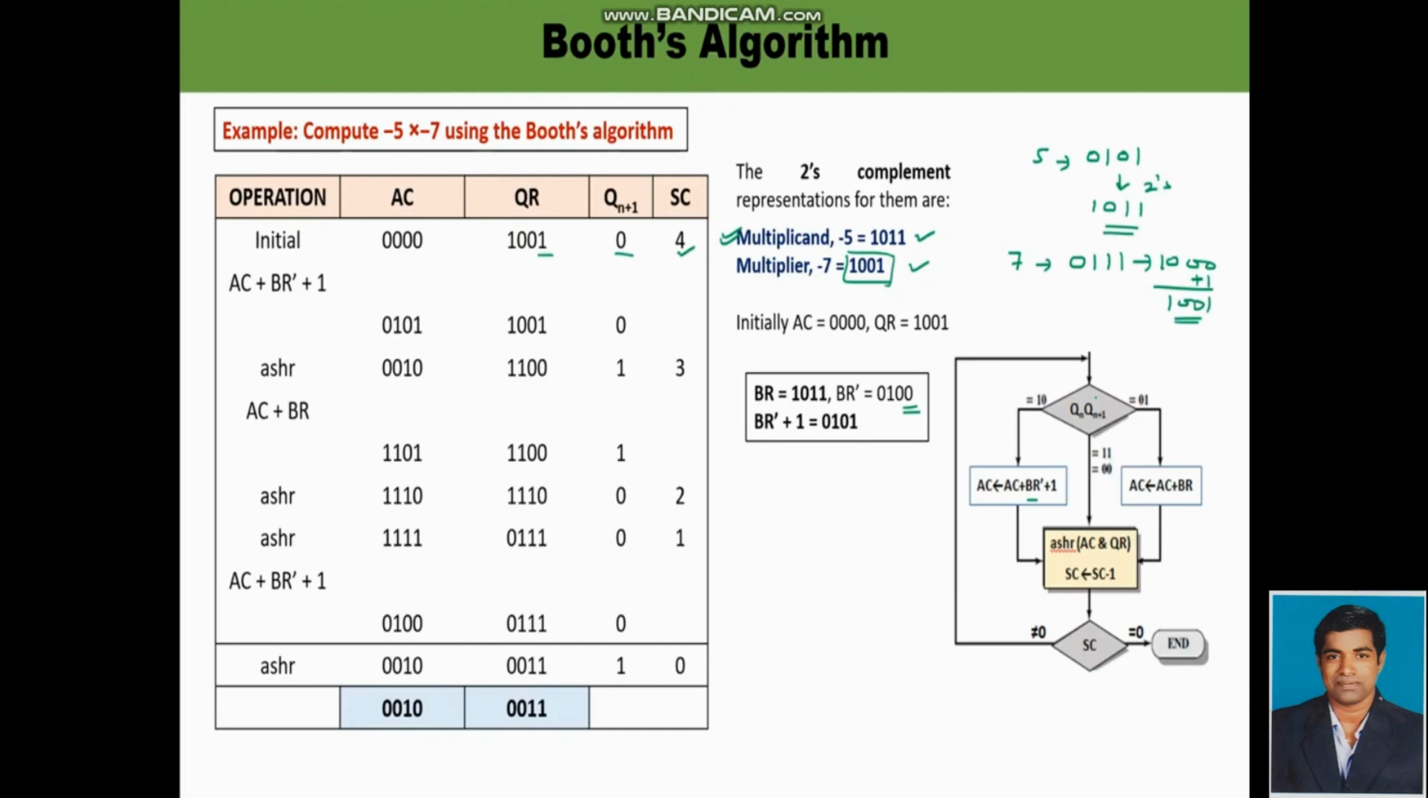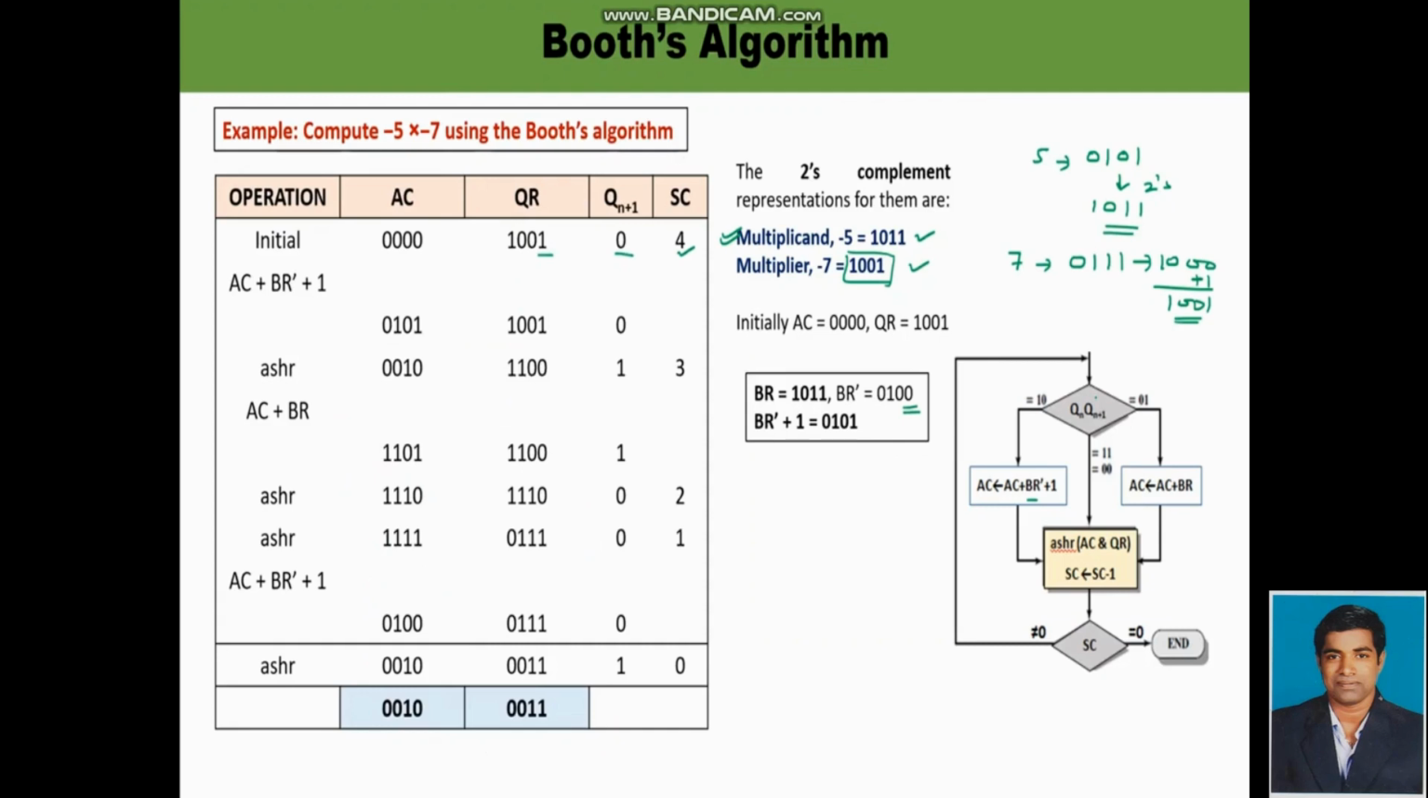From this example, compute minus 5 into minus 7 using the Booth algorithm. Here we are creating 5 different columns for doing this Booth multiplication. One is the operation description, another is the accumulator value, another is QR and Qn+1, and the sequence counter. Here the number of bits we are using is 4-bit values. That is why we are initializing the sequence counter to 4. Then we start our process.